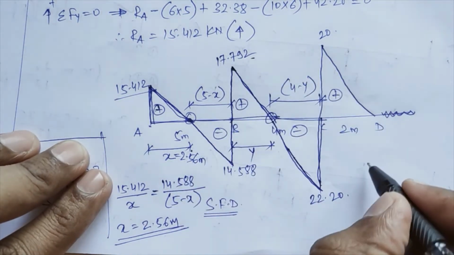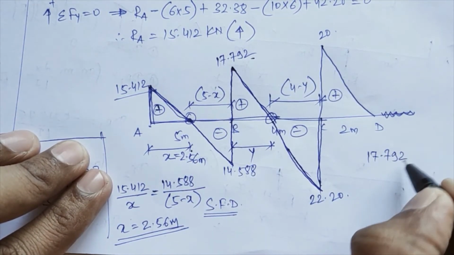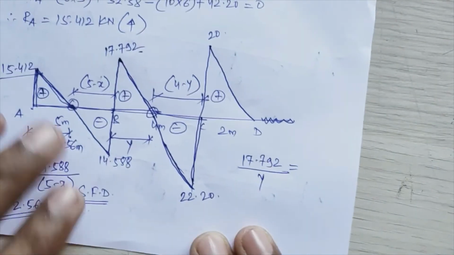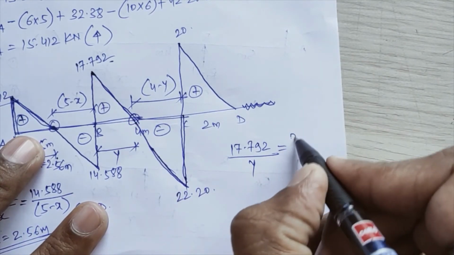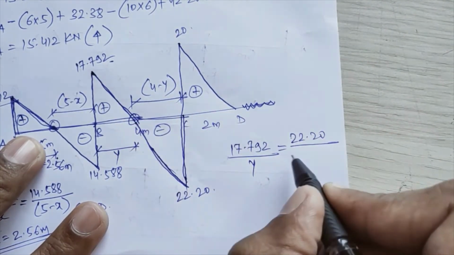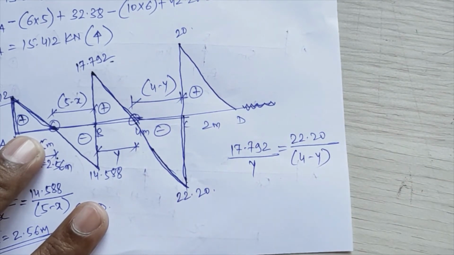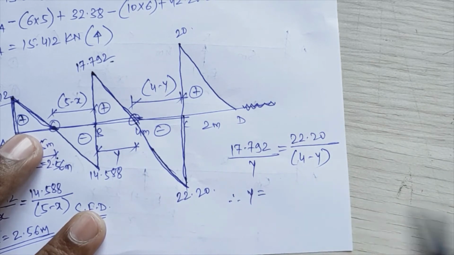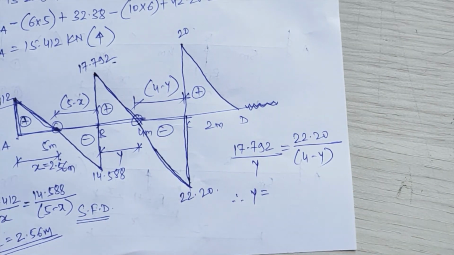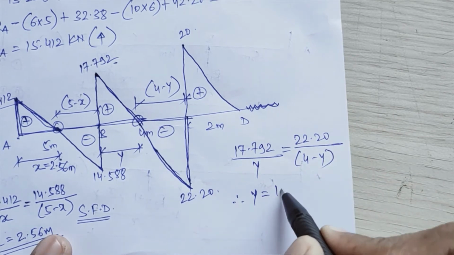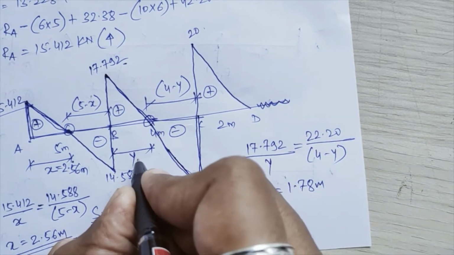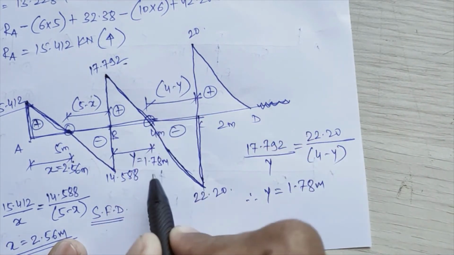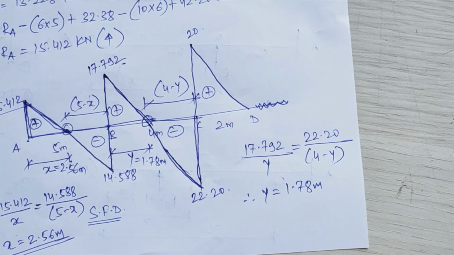So for the first triangle, the height is 17.792 divided by its length y, which is equal to the height of the second triangle, that is 22.20 upon 4 minus y. Here do the cross multiplication and solve for the value of y. I have got y equal to 1.78 meters. So the remaining length, 4 minus y, will be 4 minus 1.78.